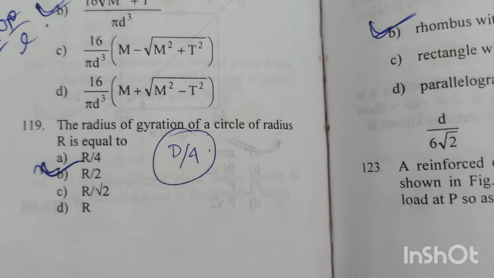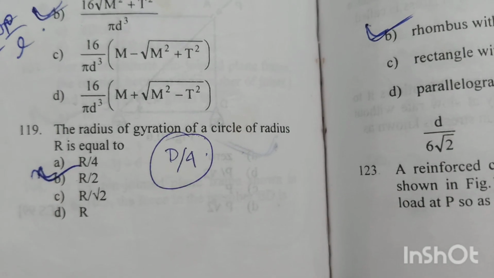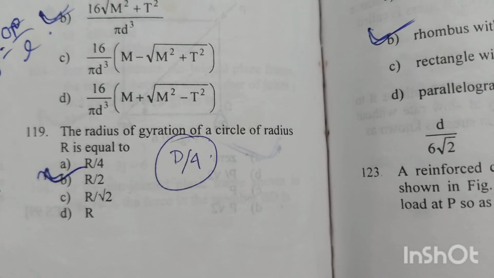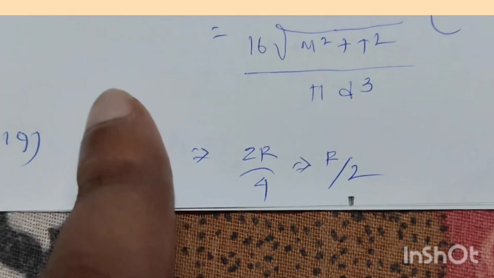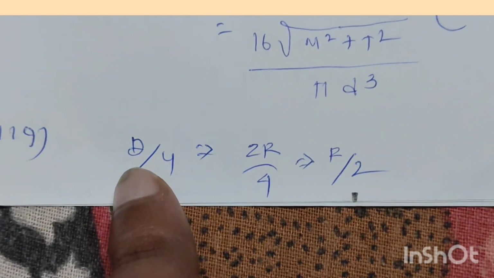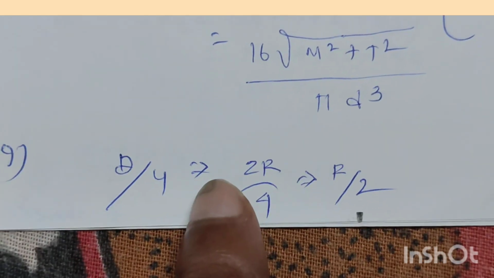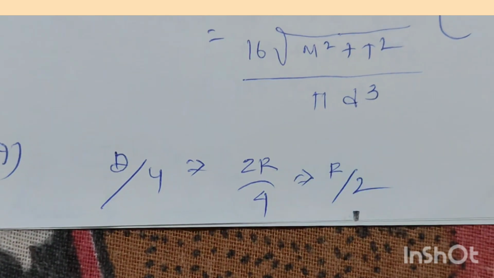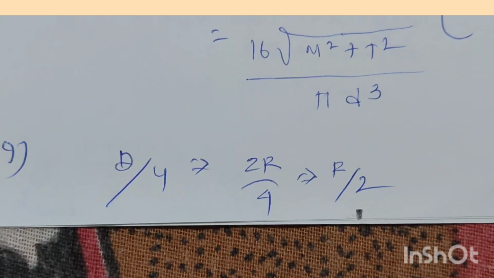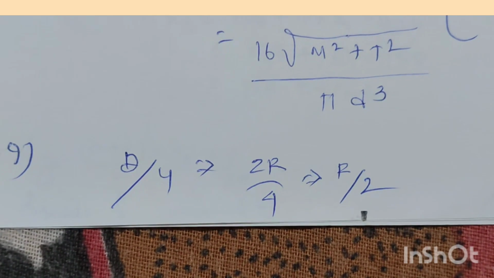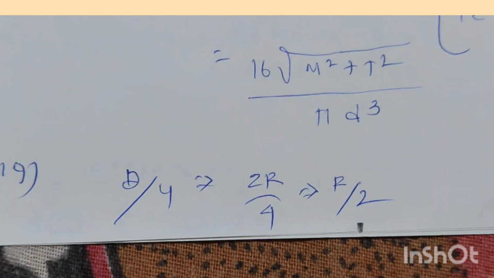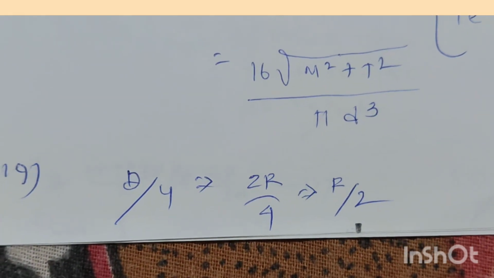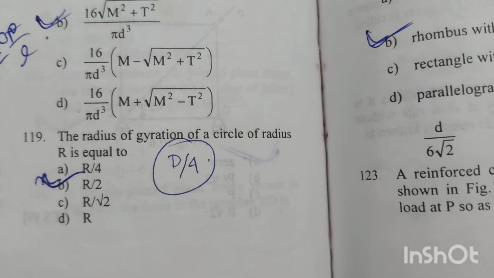Question number 119. The radius of gyration of a circle of radius capital R is equal to. Radius of gyration value is equal to capital D by 4, and D means 2R. So if we want to get it in terms of radius, then it will be equal to capital R by 2, where capital D is equal to 2R. Capital D is the diameter and capital R is the radius. And B is the right answer.